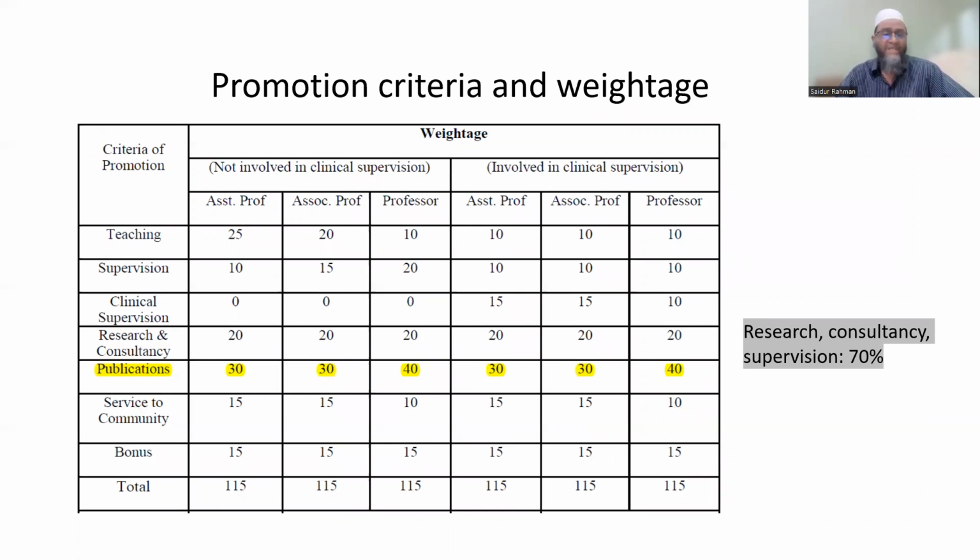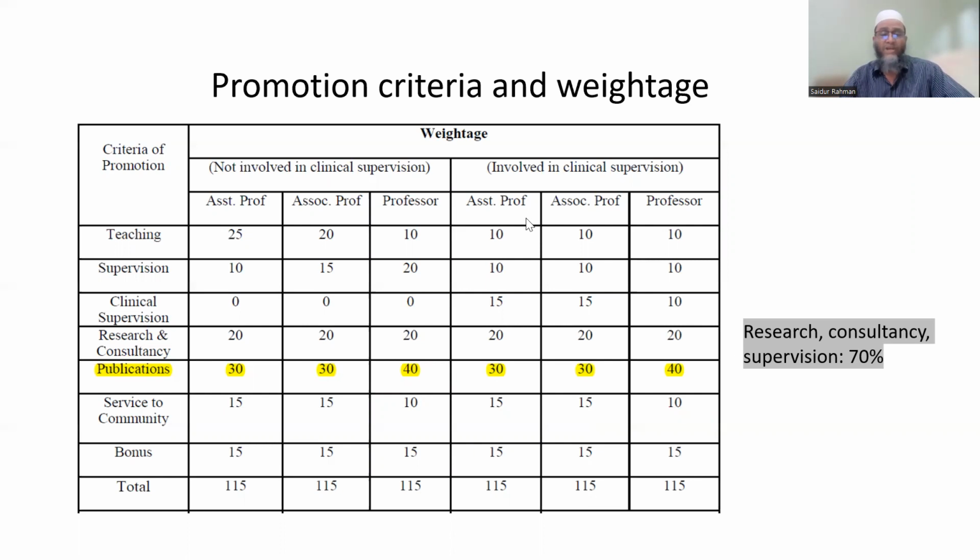So in research, basically, as you can see, supervision is also a component of research. Research and consultancy, that is also research. So if one combines all these three elements, basically, it is about 70% for the position of a professor. So that is quite a heavy element. So this is also my observation. Research has more weightage for your academic growth for the promotion purpose compared to other elements.